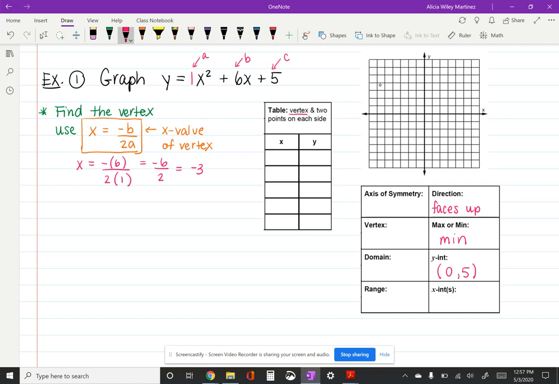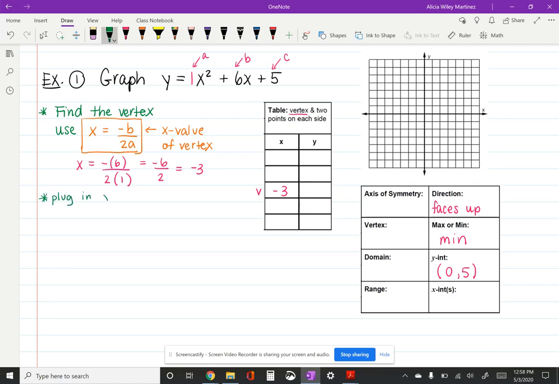So in my table, I'm going to go ahead and put my vertex in the middle of my table, since it's going to be in the middle of my graph. So I know that the vertex is -3. I'm going to label that point with a V, so I know that that point is my vertex when I go to graph. Okay? So I'm going to plug in -3. So you're going to plug that in.